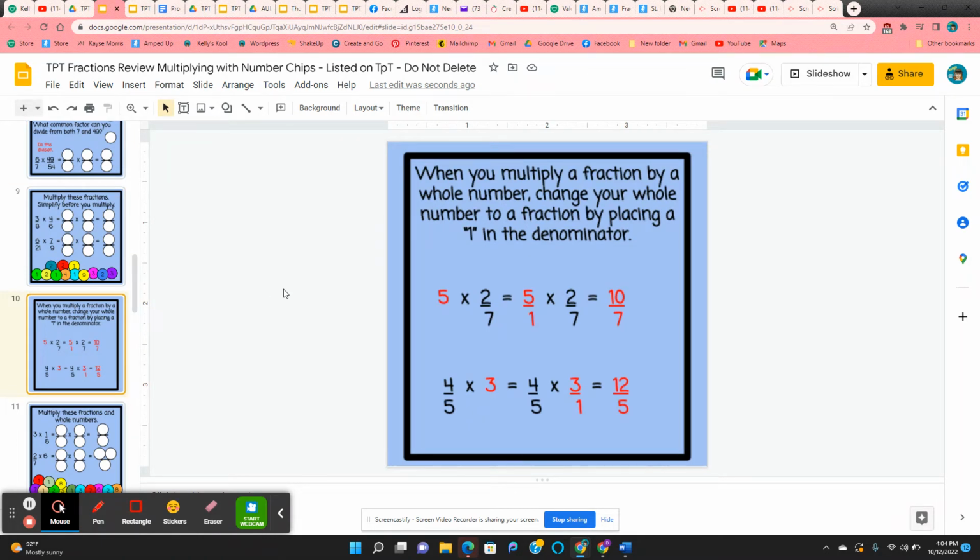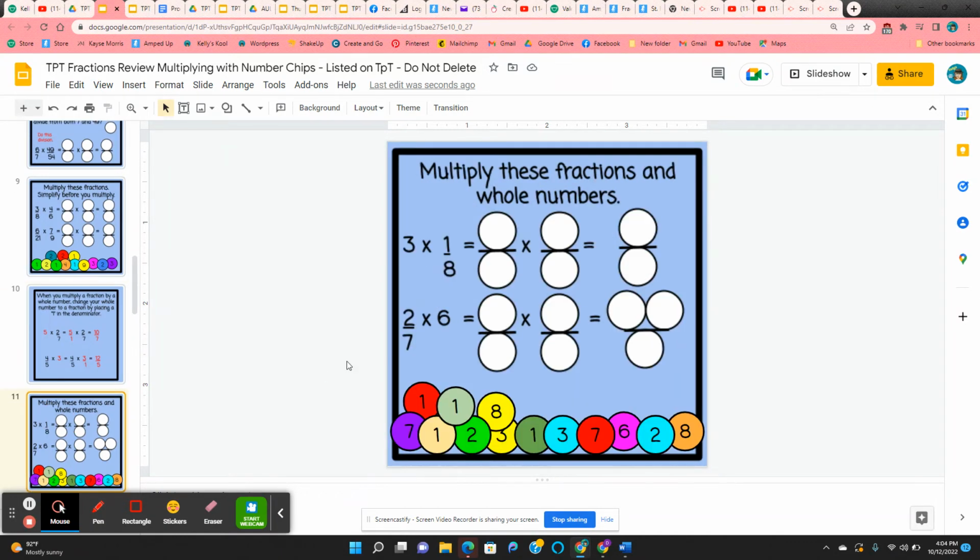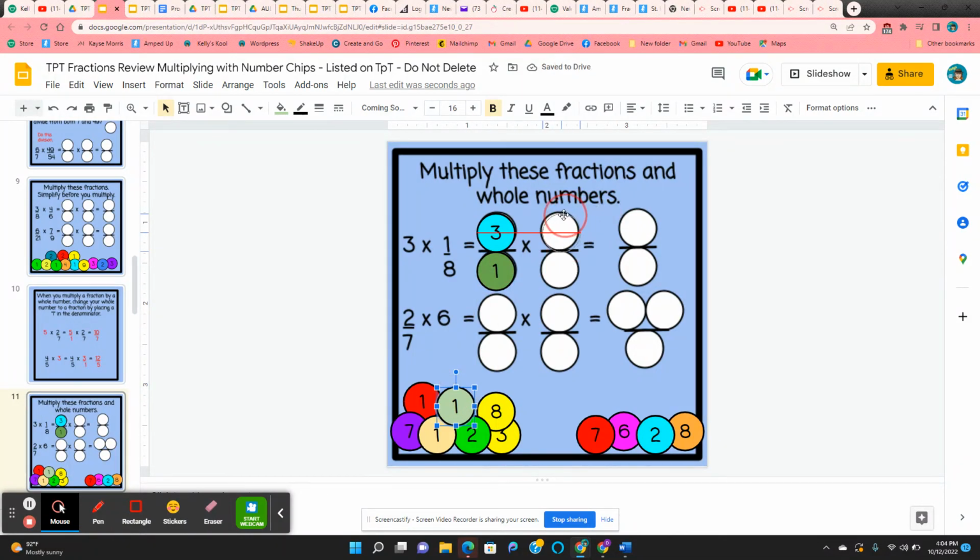Now, if they're multiplying by a whole number, so here they have 5 times 2/7, they just change the 5 to a fraction by putting it over 1. So they want a 1 in the denominator, and then they can go ahead and multiply straight across. Here, they're going to change their 3 to a fraction, so it's going to be 3/1. Then they're multiplying times 1/8. Then they can multiply straight across, and they get 3/8.